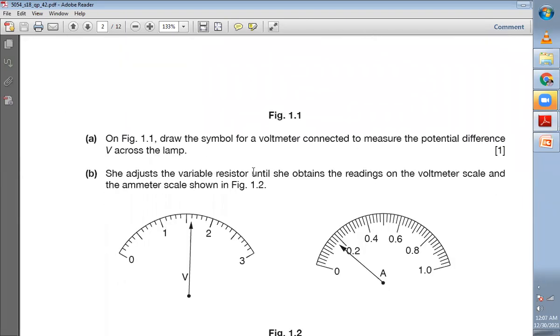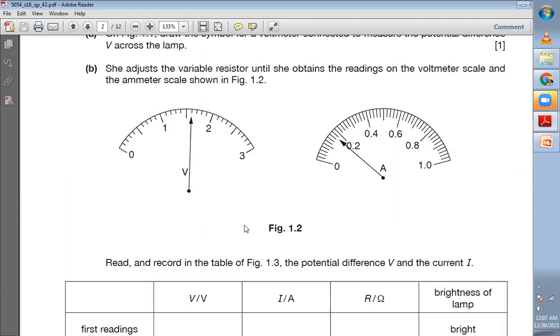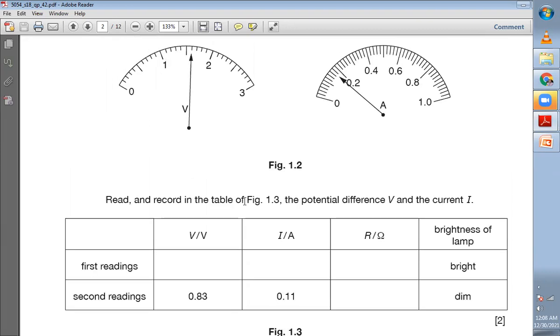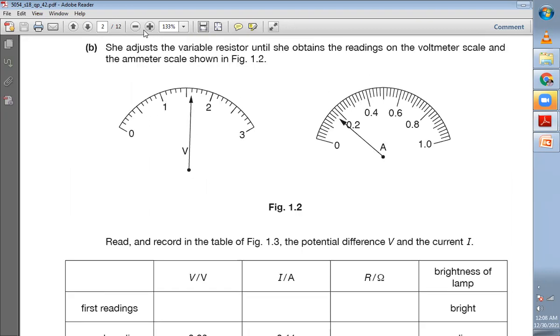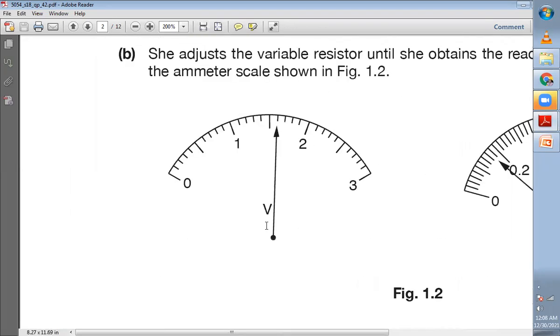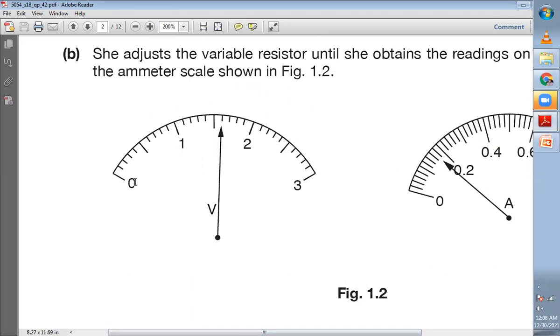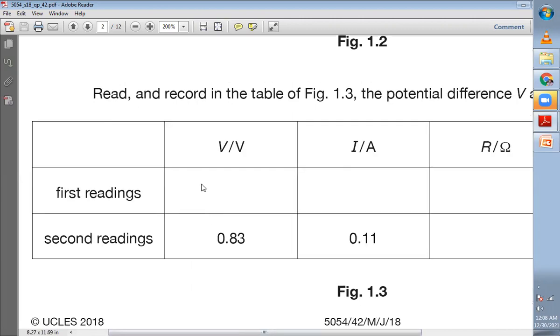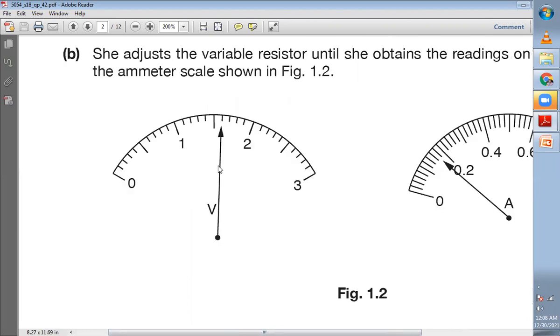What was the B part? She adjusts the variable resistor until she obtains the readings. So what is the reading on the voltmeter right now? That's the question. This is the voltmeter. So this is 0, this is 1, this is 2, this is 3. So it will be 1.5 here, and this will be 1.6. So here I will write 1.6 volt.